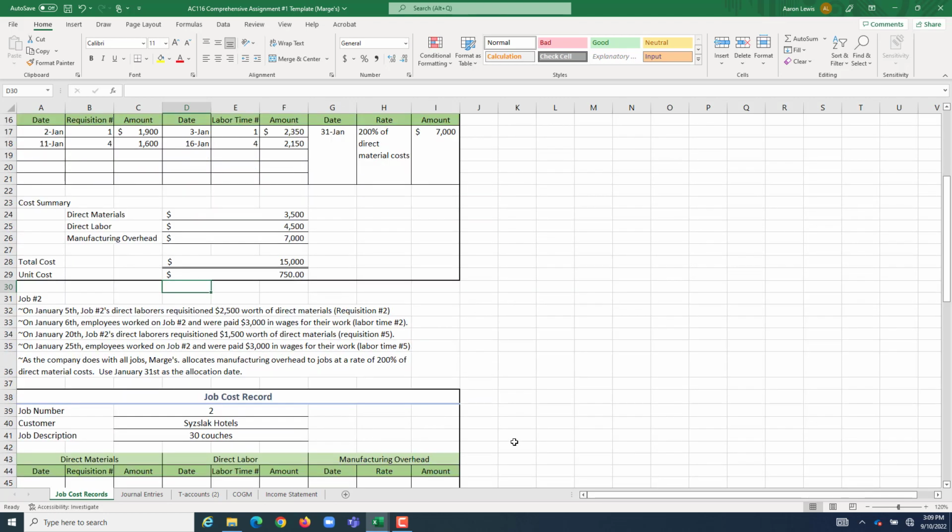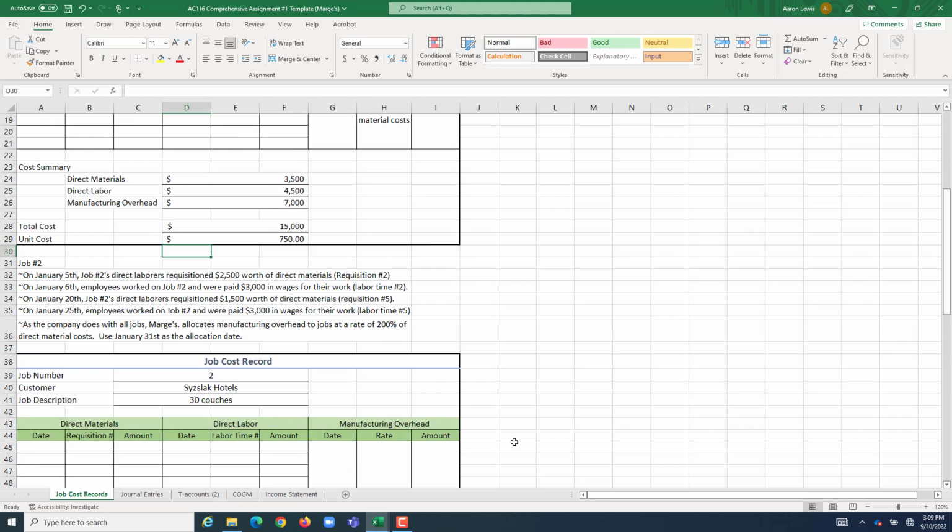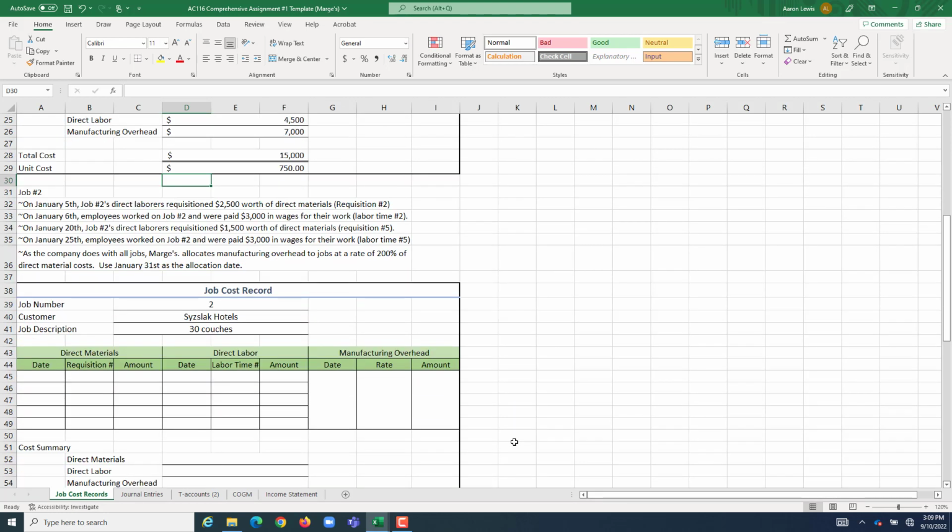On to job number 2 down here. We are making 30 couches for Sislak Hotels. Same process that we used in job number 1. Let's go through our bullet points. On January 5th, our laborers requisitioned $2,500 worth of direct materials for use in this job, and that requisition number was number 2. So on January 5th, we requisitioned, in requisition number 2, $2,500 worth of direct materials for use in job number 2.